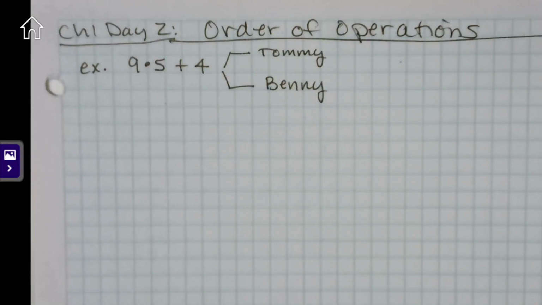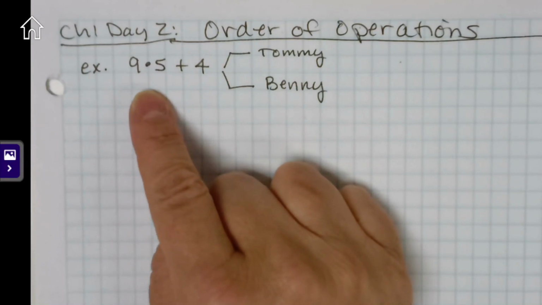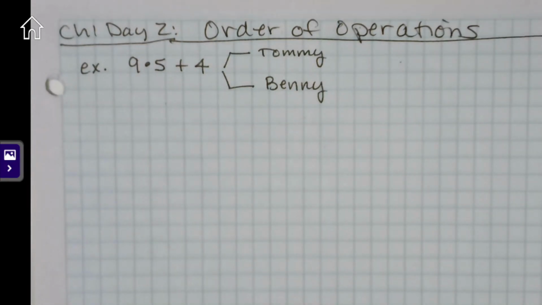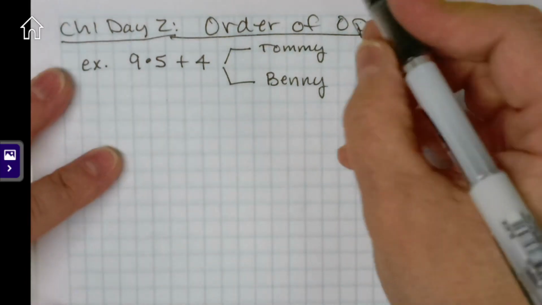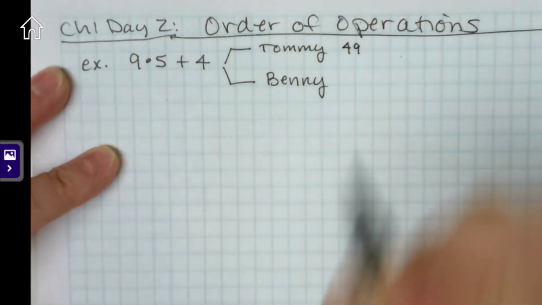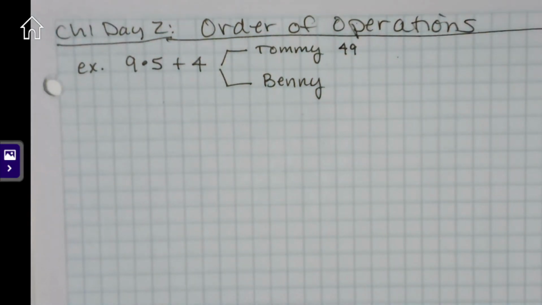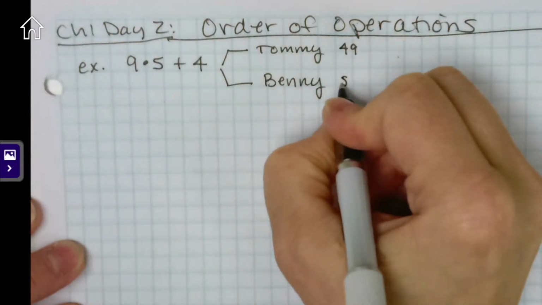Okay, so this is chapter 1, day 2, order of operations. And the example I have here at the top shows you why it's so important to know order of operations. So this little math phrase, when Tommy does it, Tommy gets 49. When Benny does it, he gets 81.